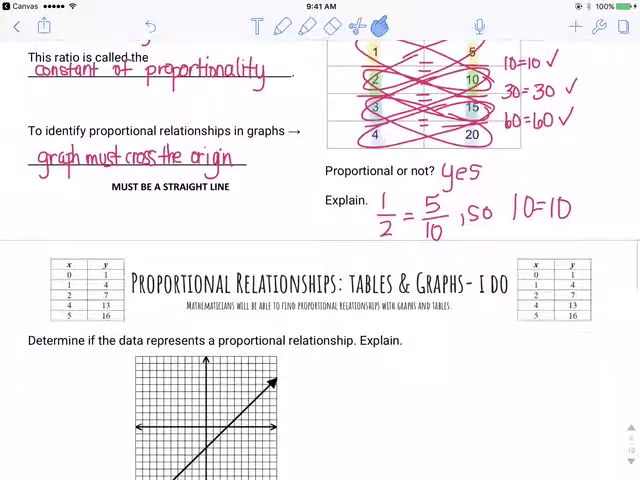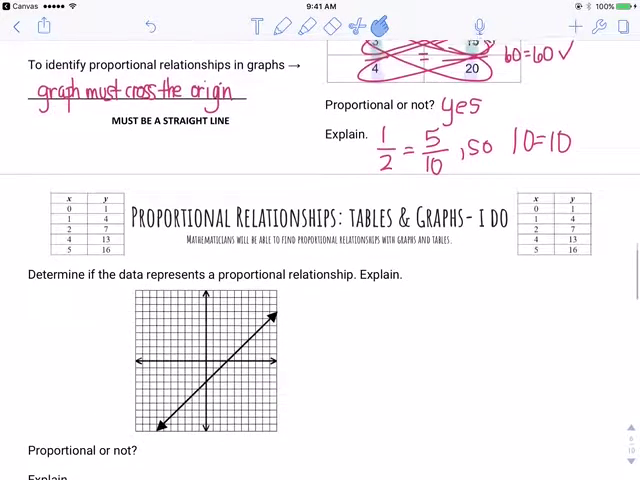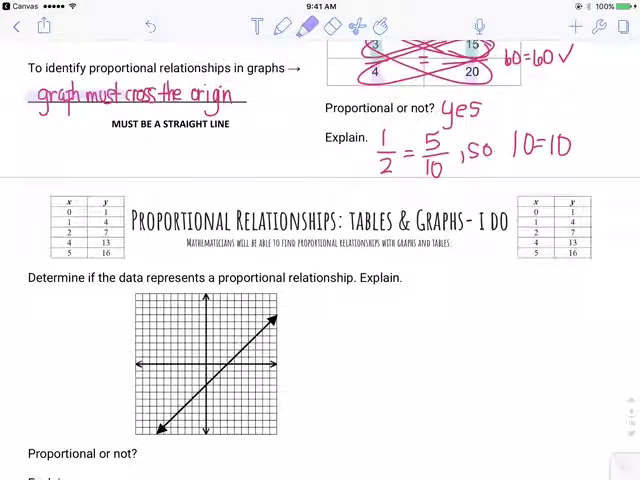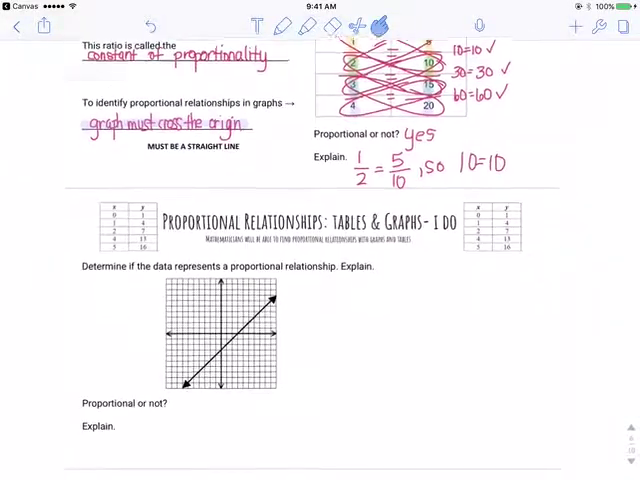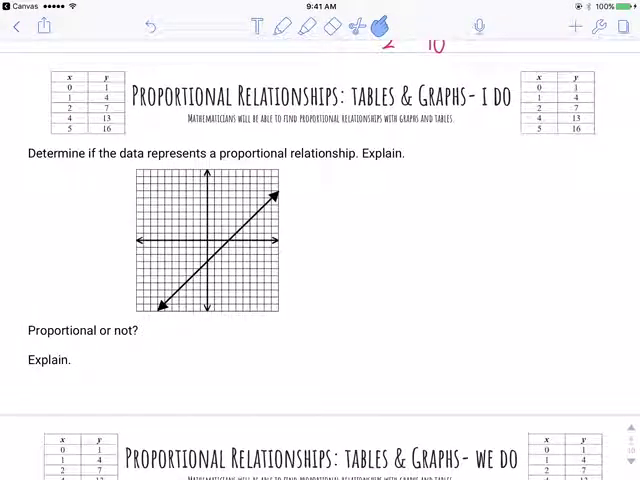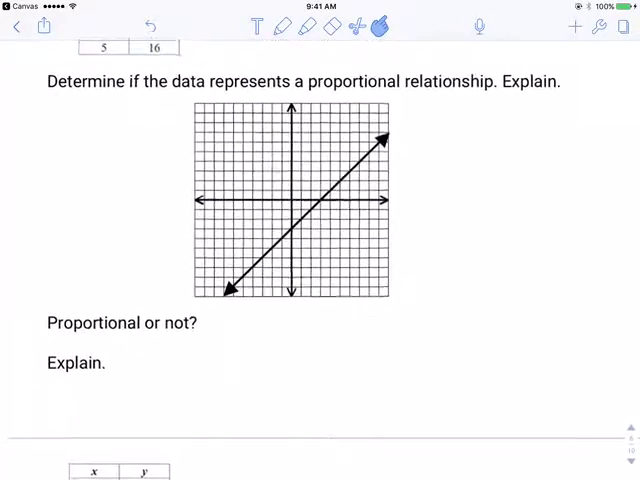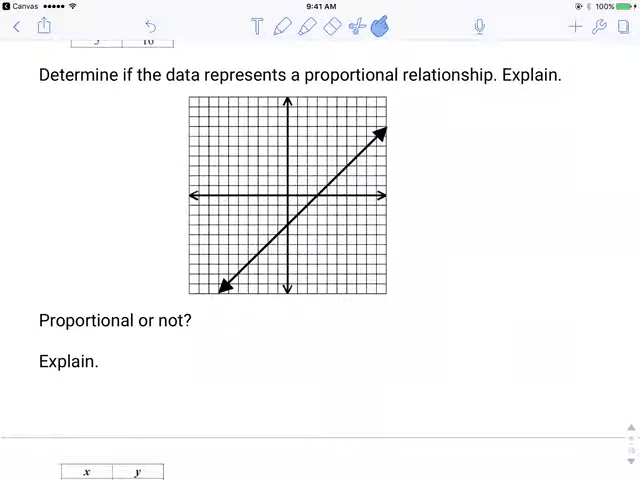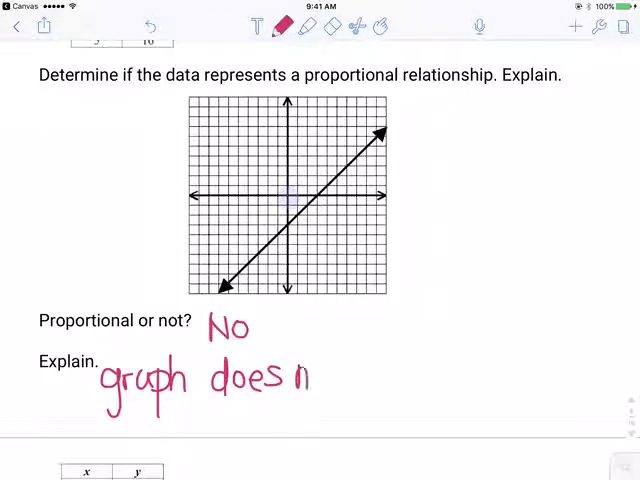So looking at the next slide, in this slide I have a graph. So remember, back up here at the top, graphs must cross the origin. So to determine if the data represents a proportional relationship and explain, I have proportional or not. So does this graph cross the origin? Well, the origin is right here in the center. So does this graph cross that origin? No, it does not. And you can explain by saying graph does not cross the origin.